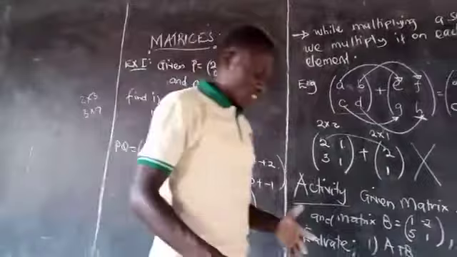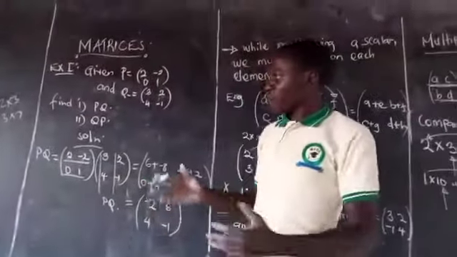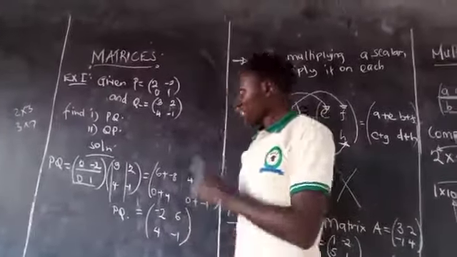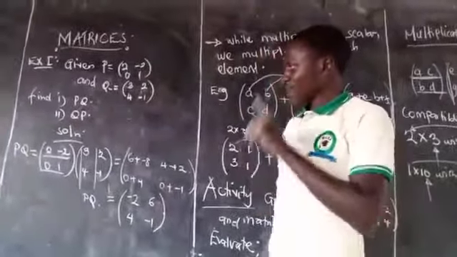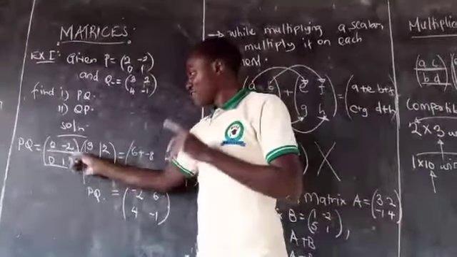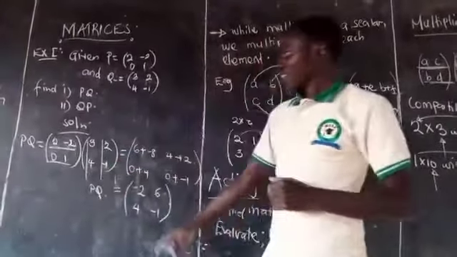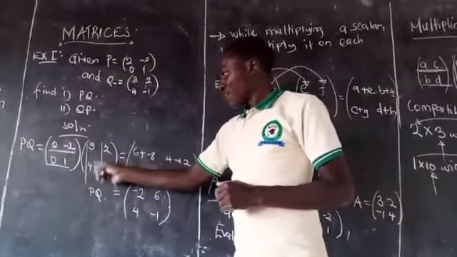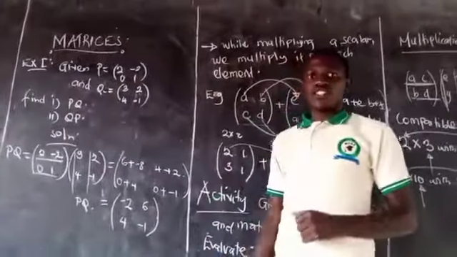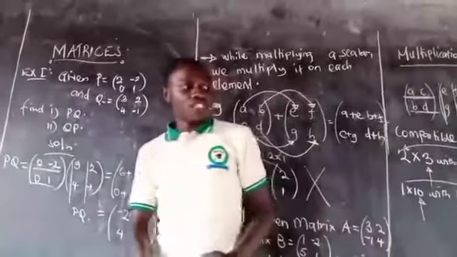Tackle different questions. Look for matrices of your choice which are compatible. That is, the first matrix should have a number of columns equal to the number of rows of the second matrix. Do that in your own time.